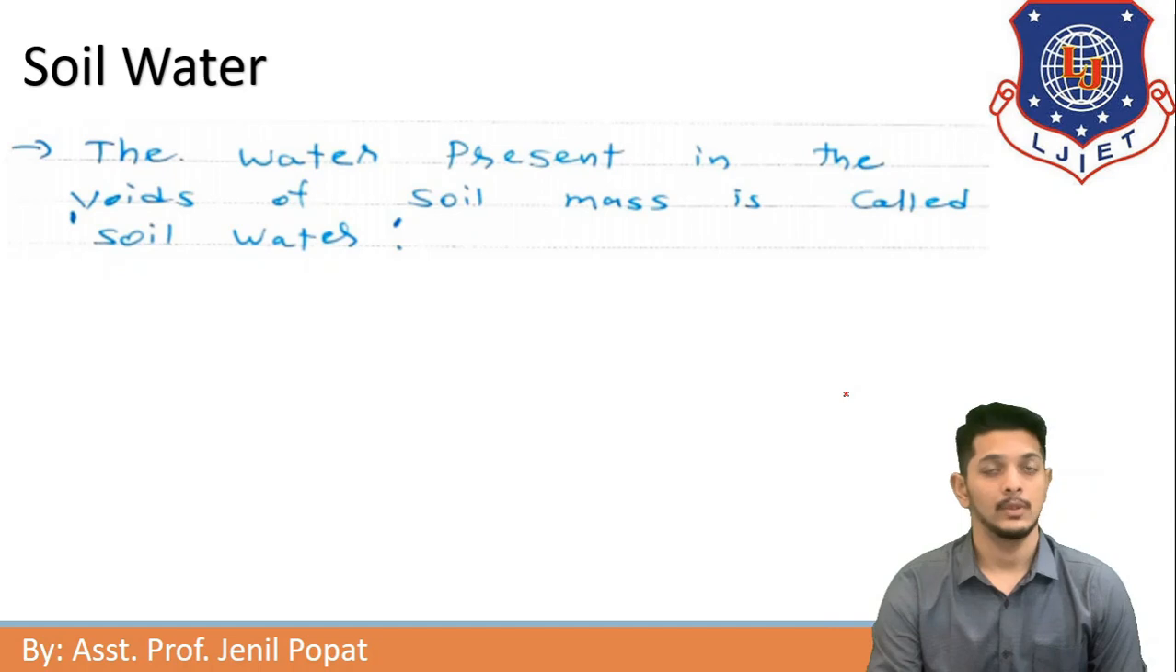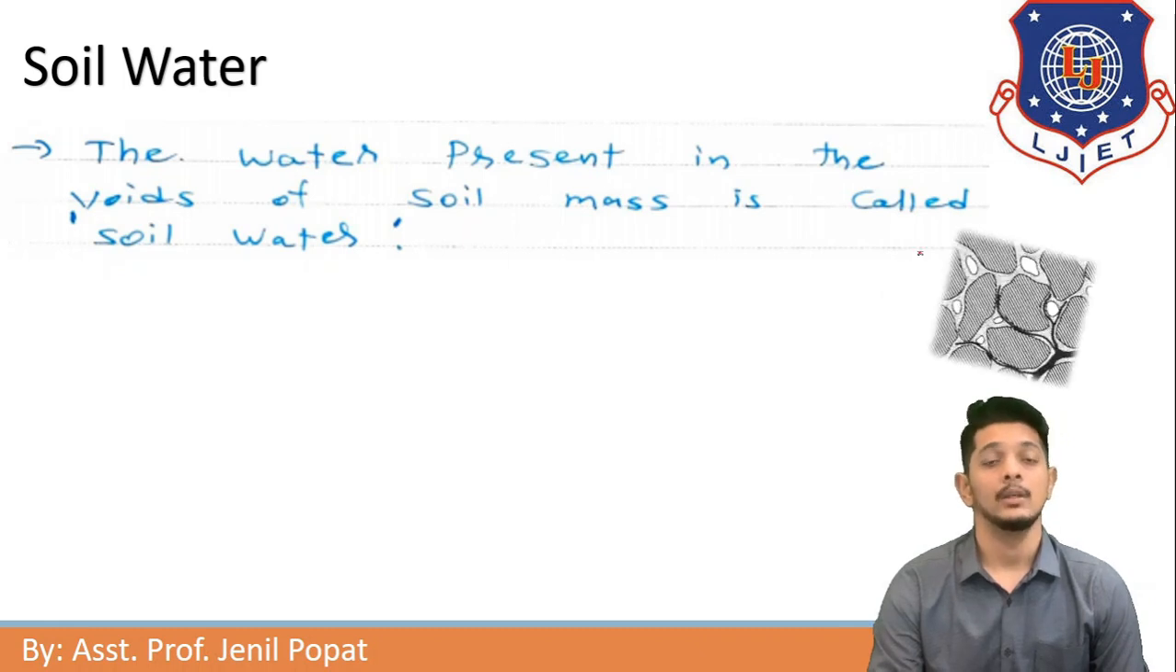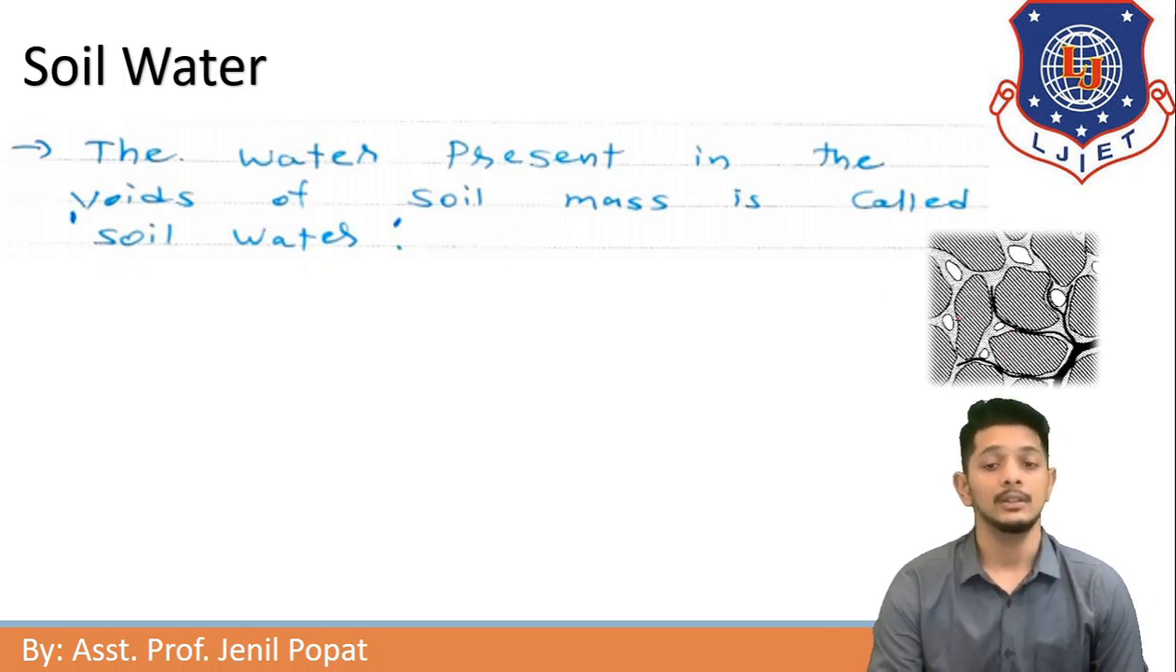Soil water. The water present in the voids of soil mass is called soil water. In this figure, you can see voids between the soil particles and the white portion. This white portion is showing soil water.